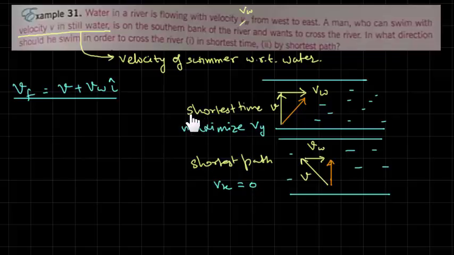In order to cross the river in shortest time, we need to maximize Vy. Here we need to minimize Vx, but it should be 0, it should not become negative, because then again it will not be the shortest path. Even this path is longer. So exactly when it is vertical, then the path is shortest.